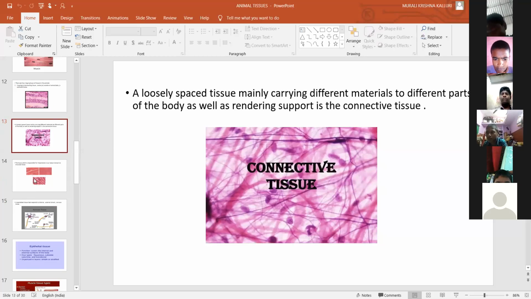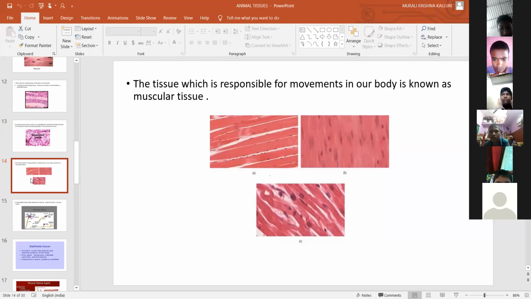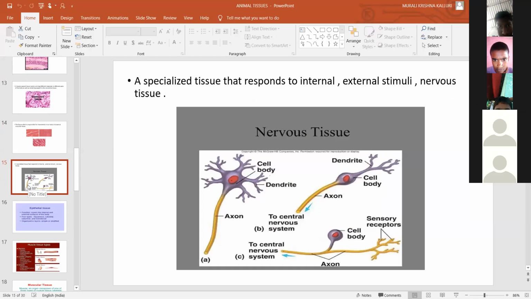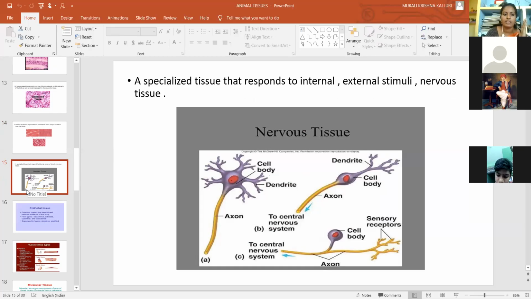Next, the third one is the muscle tissue. Muscle tissue is responsible for the movements of the animal body, the connection between the bones and muscles. Next, the last one is the nervous tissue. The nervous tissue is present in brain, spinal cord and nerves. It is a specialized tissue. It responds to internal and external stimuli. That is the nervous tissue.